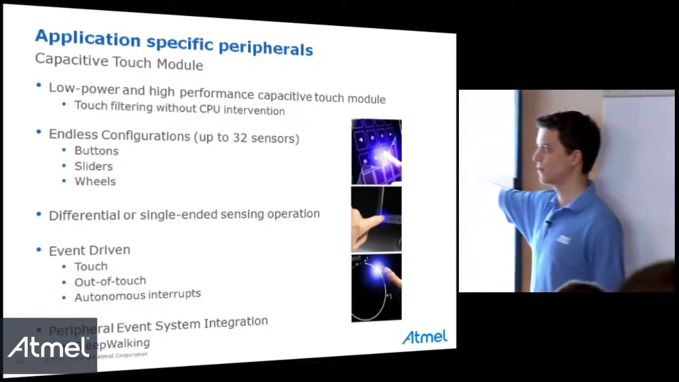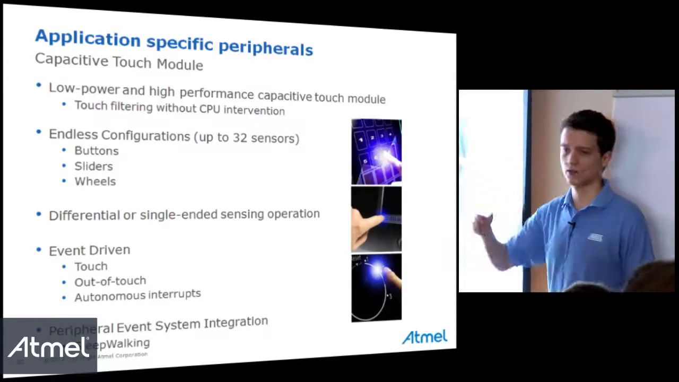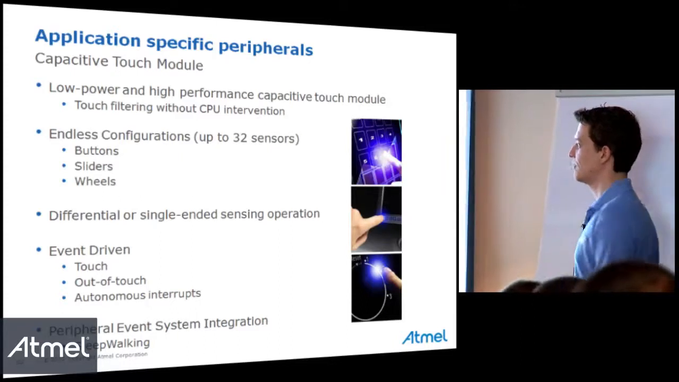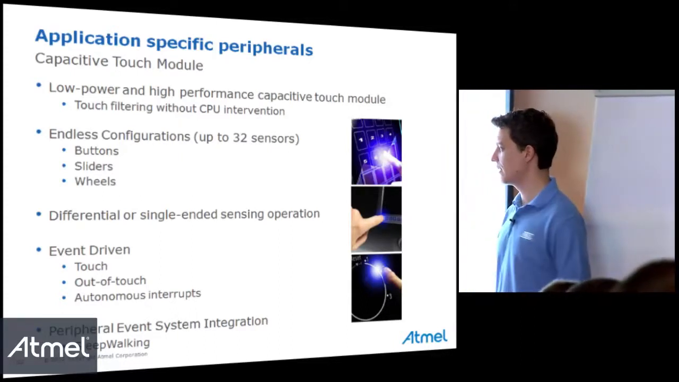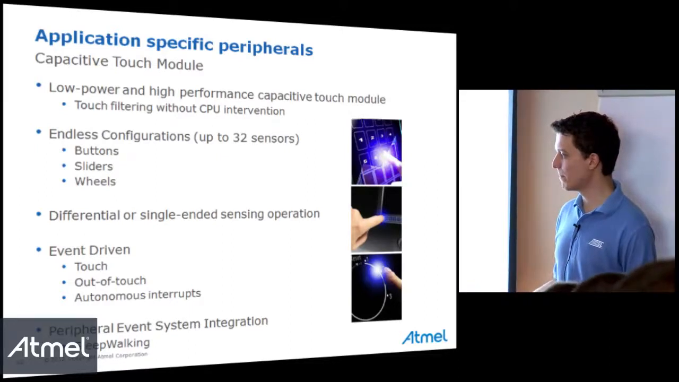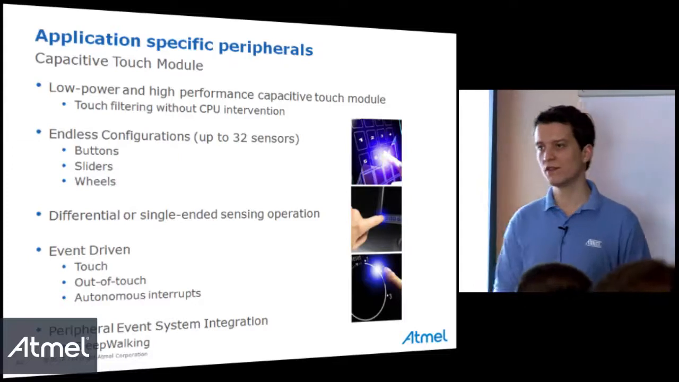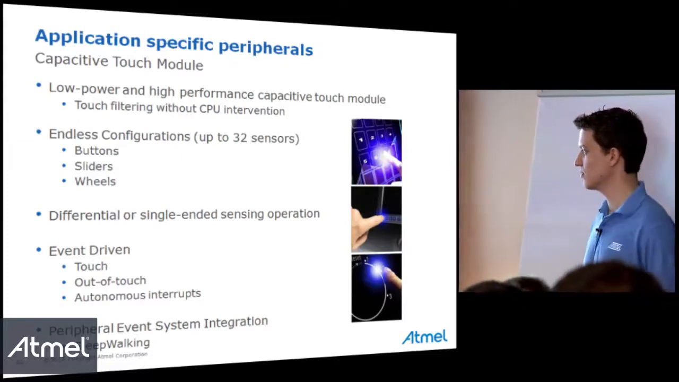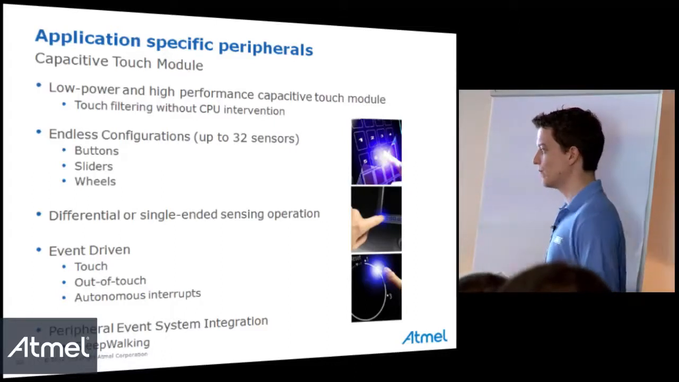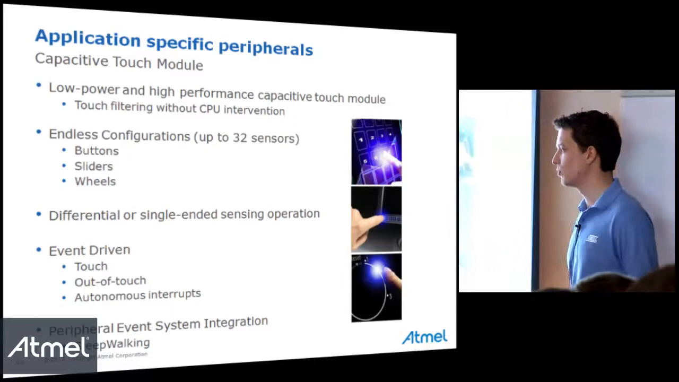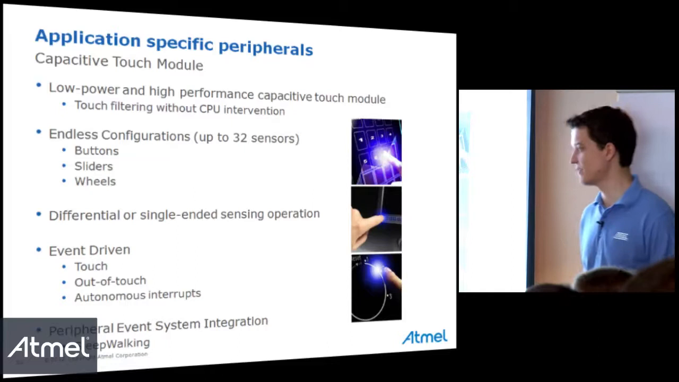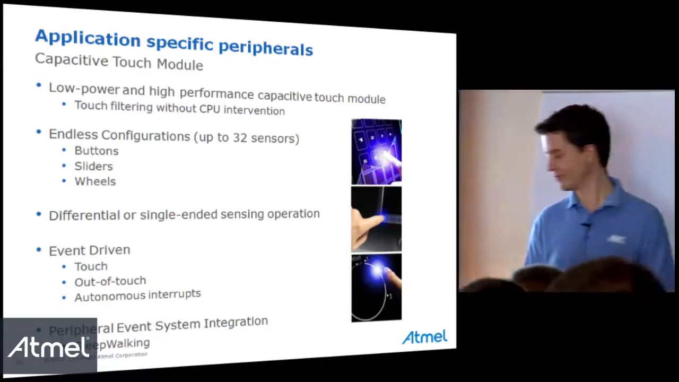It's an endless configuration, so you have up to 32 sensors that can be buttons, sliders, or wheels. It has differential or single-handed sensing operation. It's compatible with the peripheral event system and sleepwalking, so you can generate different events, such as touch, out of touch, or even generate autonomous interrupts. As I said, it's available in sleepwalking.